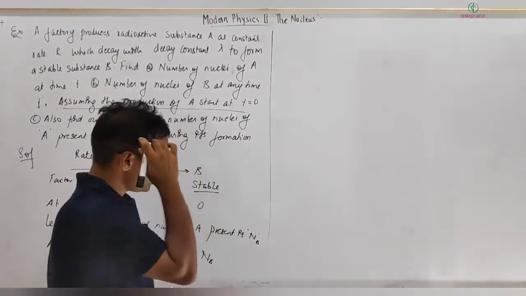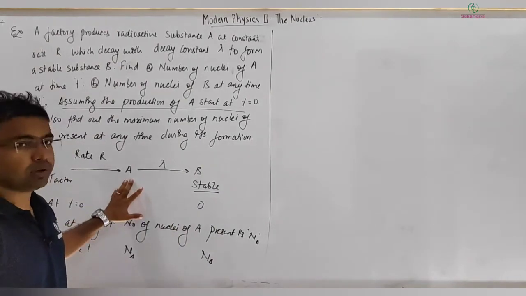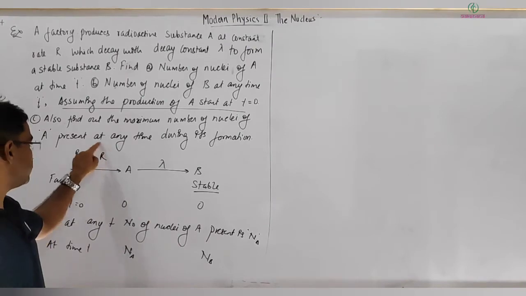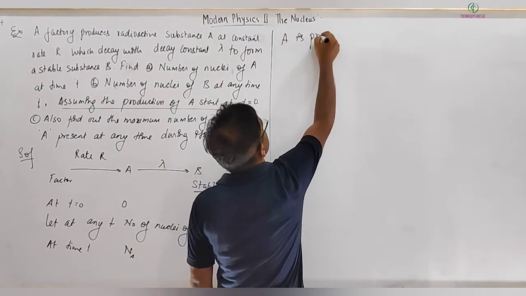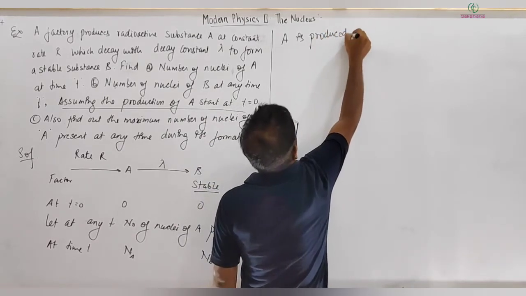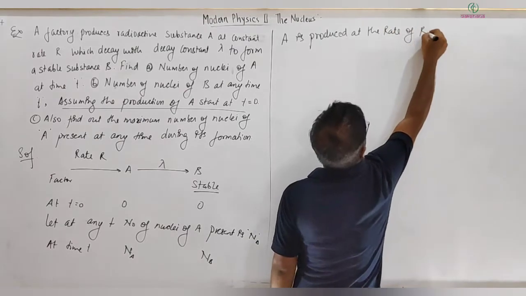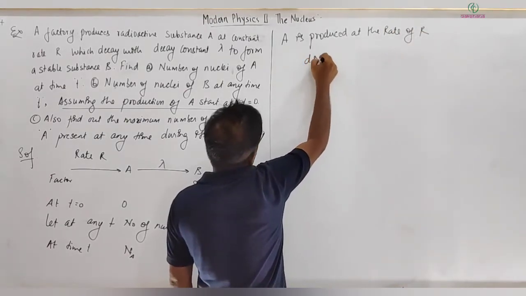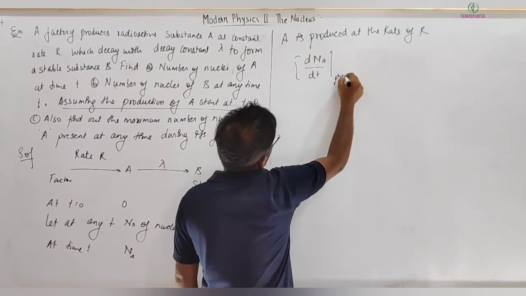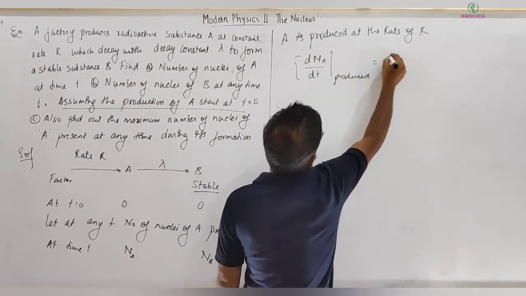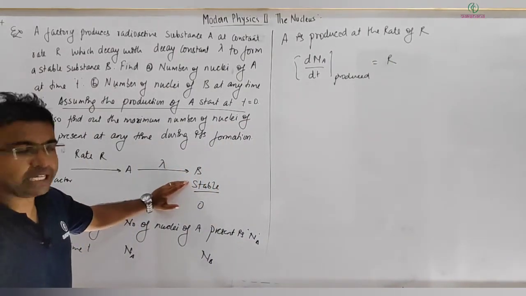Now see, A is a radioactive nuclei. It is forming at the rate of R. A is produced at the rate of R, so I can write dNa by dt, production rate, is R. Simultaneously it is also decaying to B.